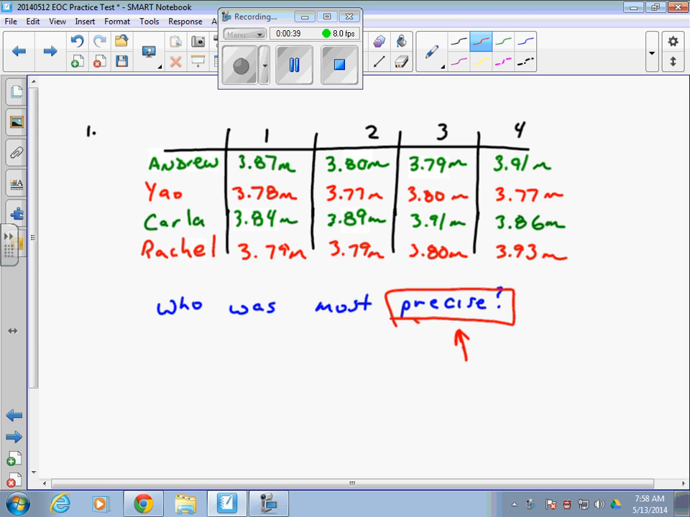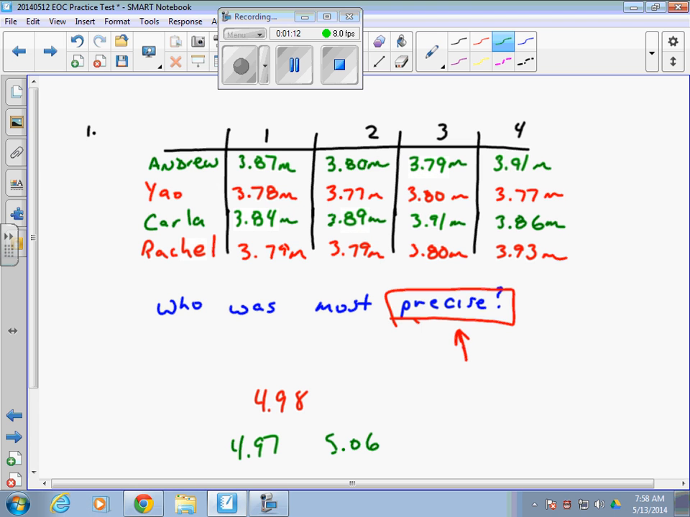Accuracy is how close somebody is to the actual measurement. So if the actual measurement, for example, was 4.98, somebody who measures 4.97 is more accurate than somebody that measures 5.06. 4.97 is closer than 5.06. That's accuracy. Precision just means how small something is measured.